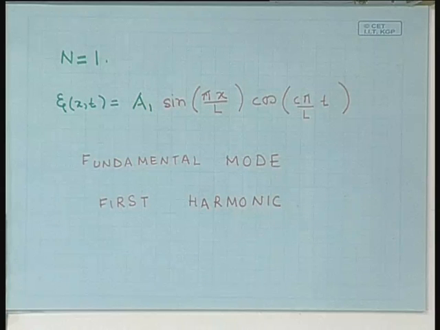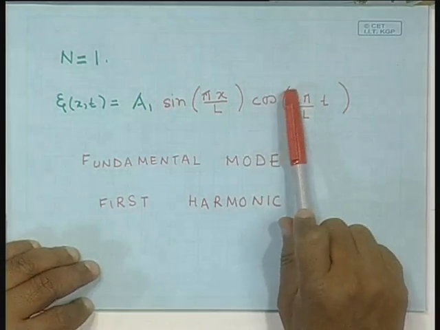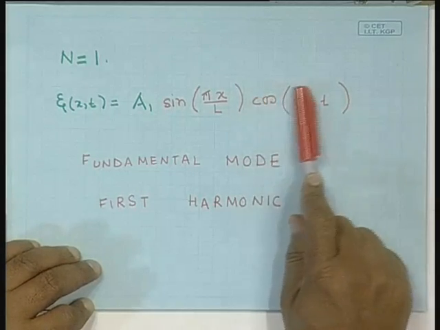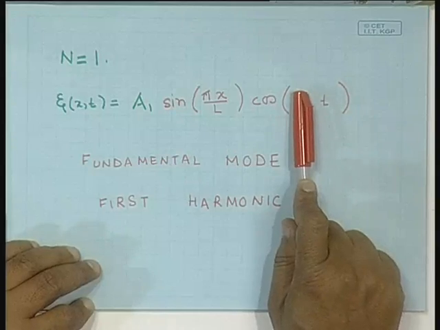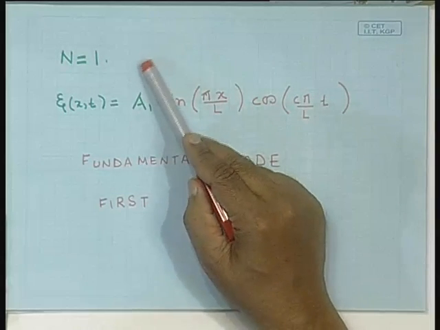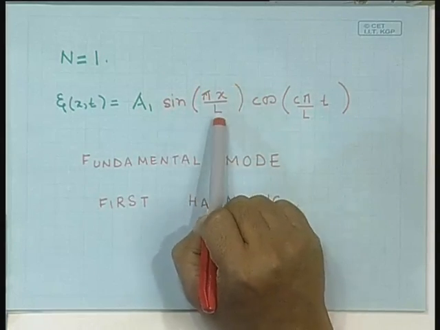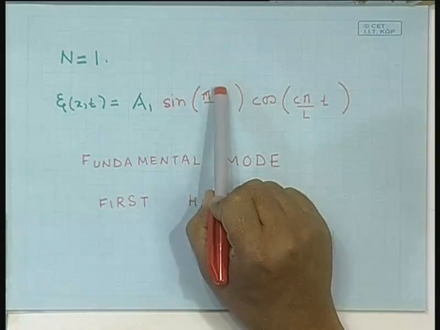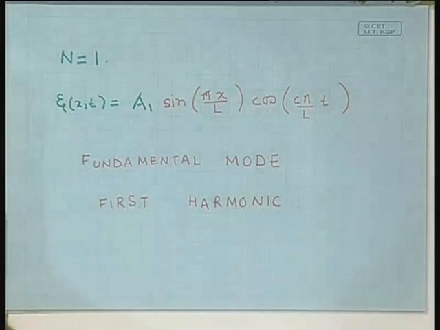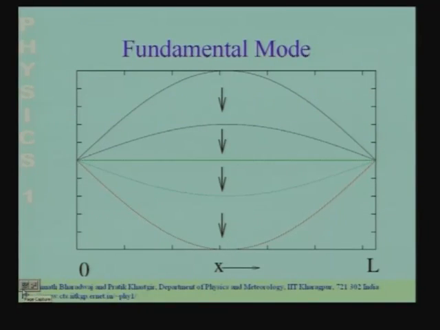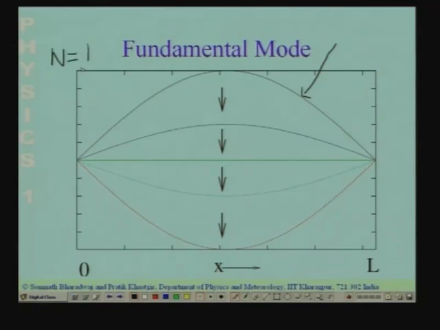So, let me plot it for you. At t equal to 0, this cosine term has a value 1. Let me choose the amplitude A so that it also has a value 1. So, at t equal to 0, this is sine pi x by L. It vanishes at x equal to 0, it also vanishes at x equal to L, and this is shown over here. This curve over here shows you the disturbance in the string corresponding to n equal to 1 at the initial time t equal to 0.